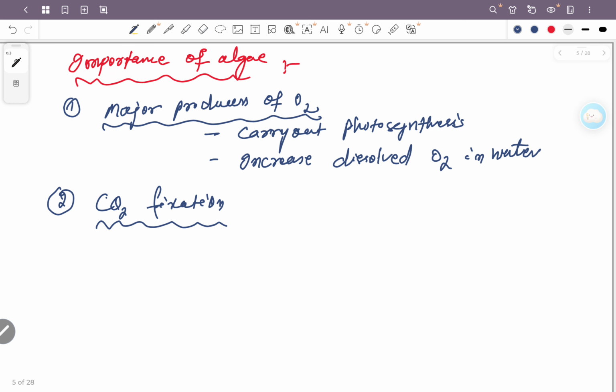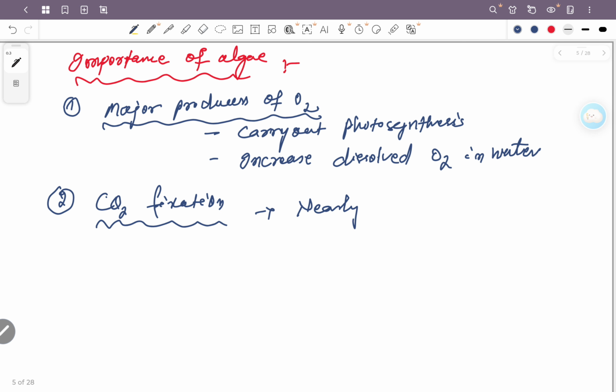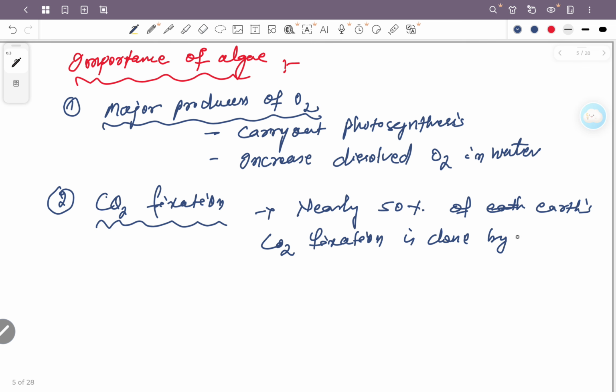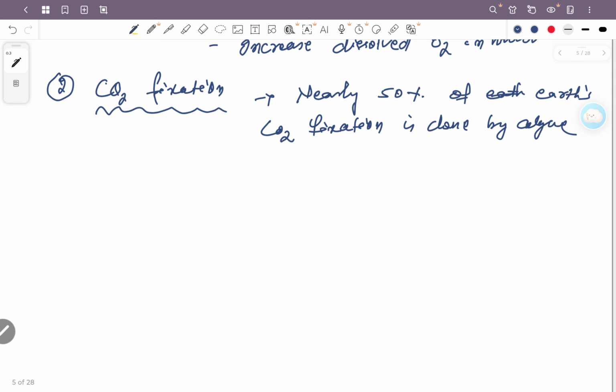dioxide fixation. So nearly 50% of Earth's carbon dioxide fixation is done by algae. Okay. Now these algae, as I have already said earlier, are the primary producers.